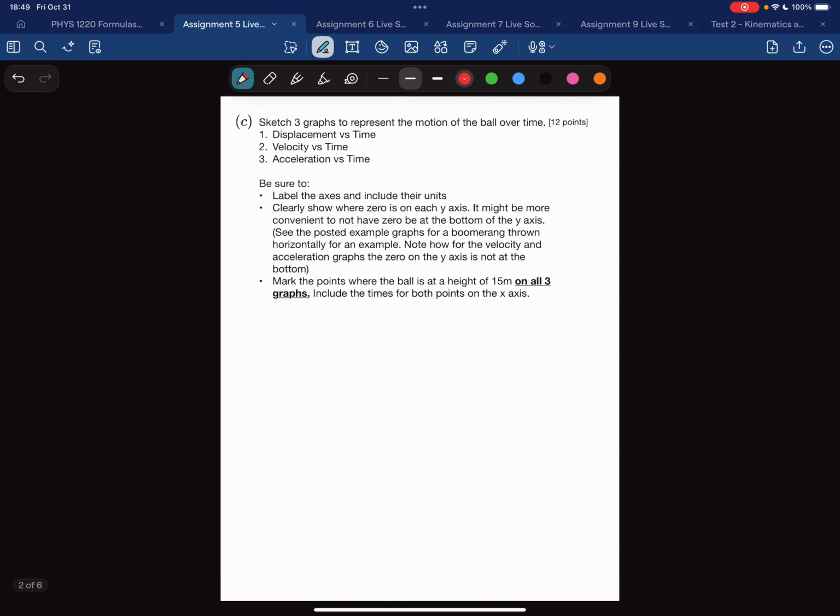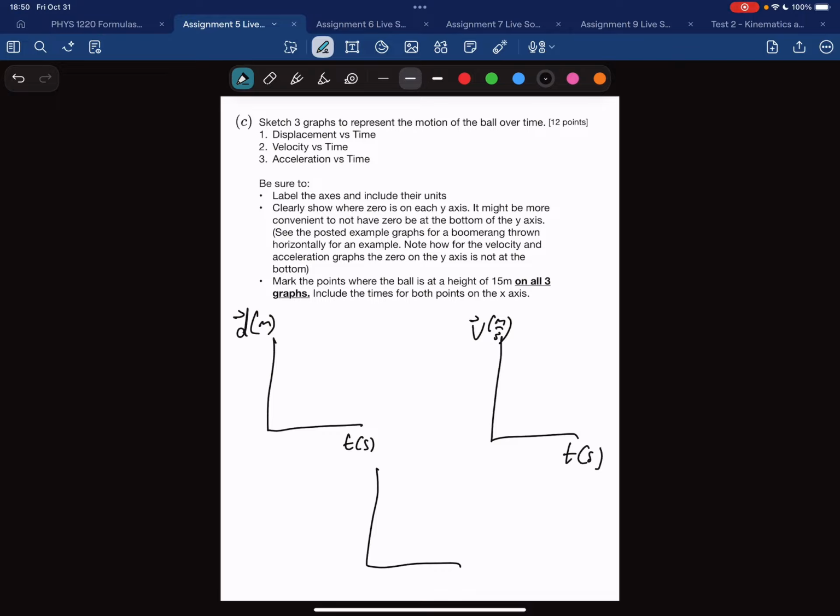Now 1C, sketching some graphs. So let's get to it. I'm going to do my 3 graphs like this. First one is displacement in meters versus time in seconds. Then I have velocity in meters per second versus time in seconds. And lastly, I have acceleration in meters per second squared versus time in seconds. So let's start with displacement.